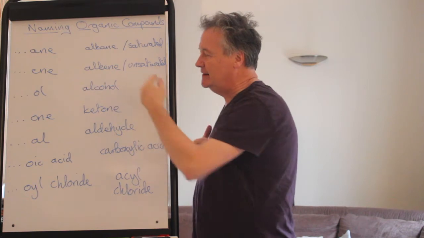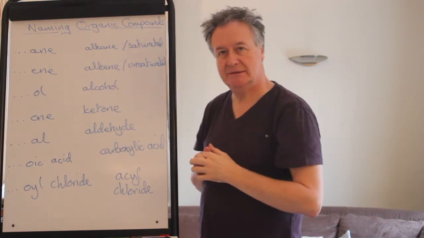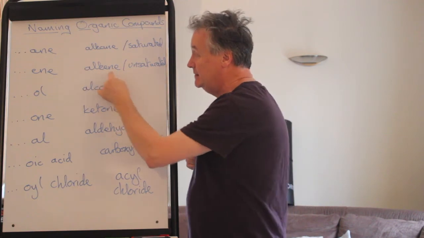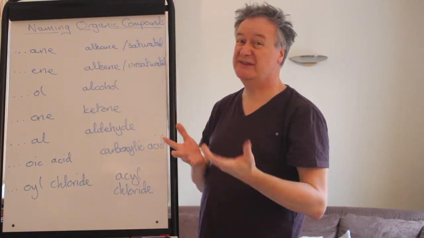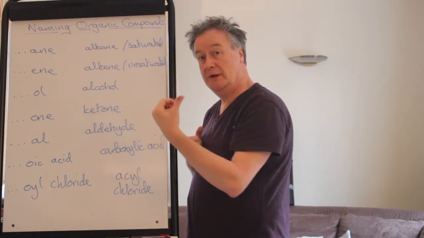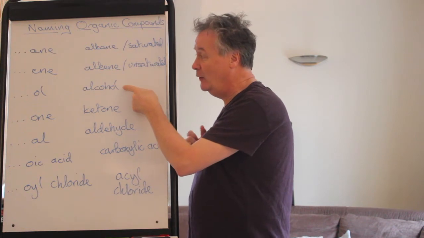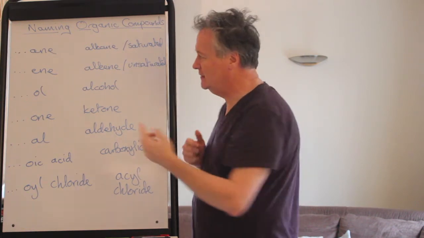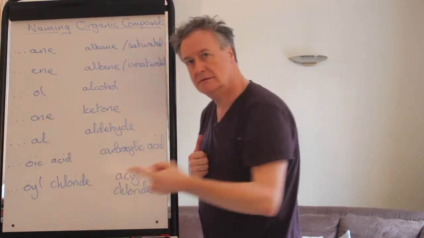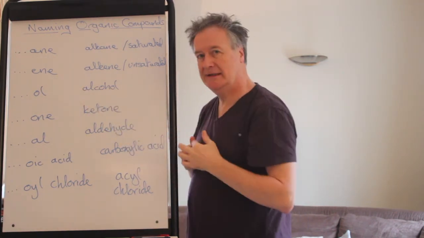ENE as an ending means you've got a carbon-carbon double bond and it is therefore unsaturated. But it does specifically mean the carbon-carbon double bond. This is the take-the-notes section, isn't it? Stop me, rewind me if you need to get the notes from earlier if you didn't do it. OL at the end means alcohol. Now don't get mixed up with AL, it means something else. So alcohol means it ends in OL.